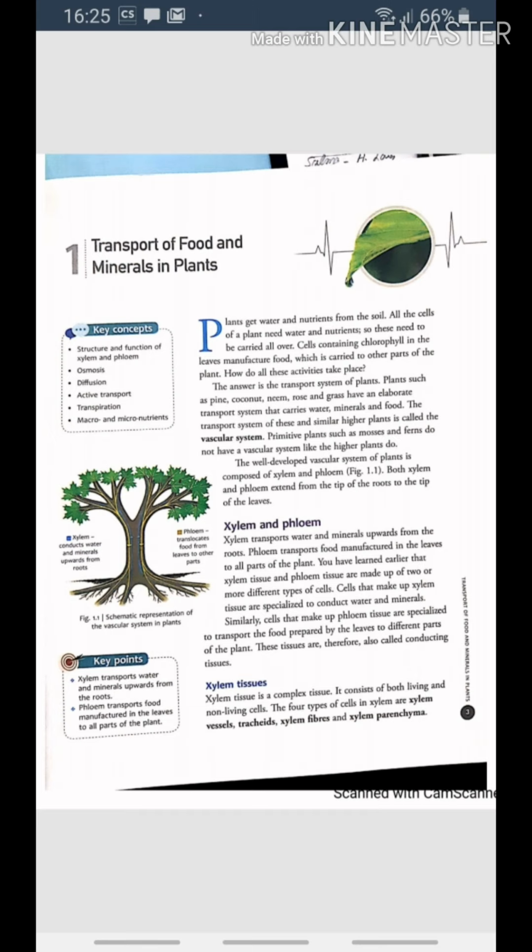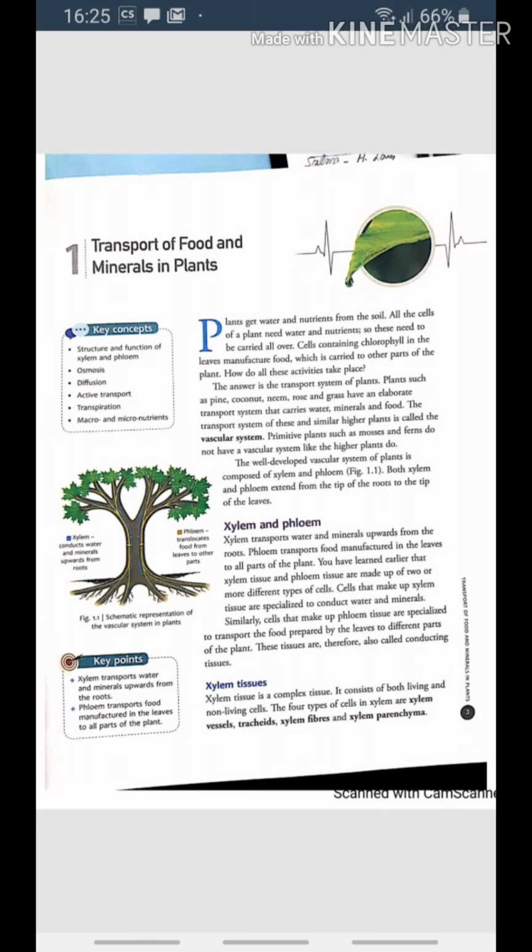Now here is the translocation of food from leaves. Sugar molecules are manufactured in the green leaves of a plant during photosynthesis. They are transported throughout the plant by phloem. The transport of soluble products of photosynthesis, that is the sugar molecules, is called translocation.